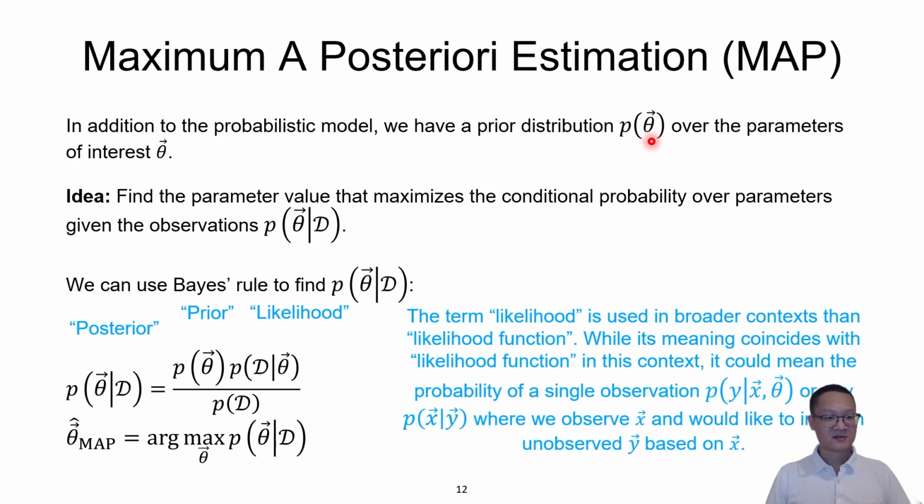Okay. So another way of determining the best parameters is called maximum a posteriori estimation, or MAP. The idea is that we want to find the parameter value that maximizes the conditional probability over the parameters given the observations. That's a bit of a mouthful, but basically we want to maximize P of theta given the data D.